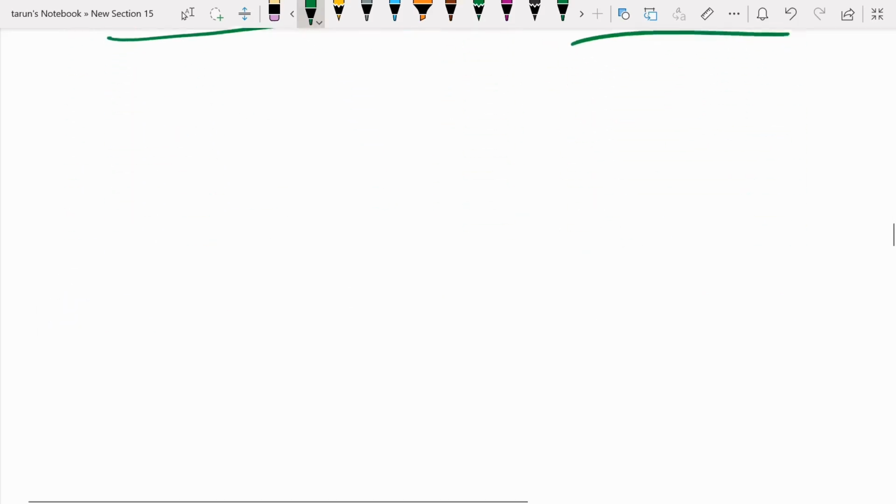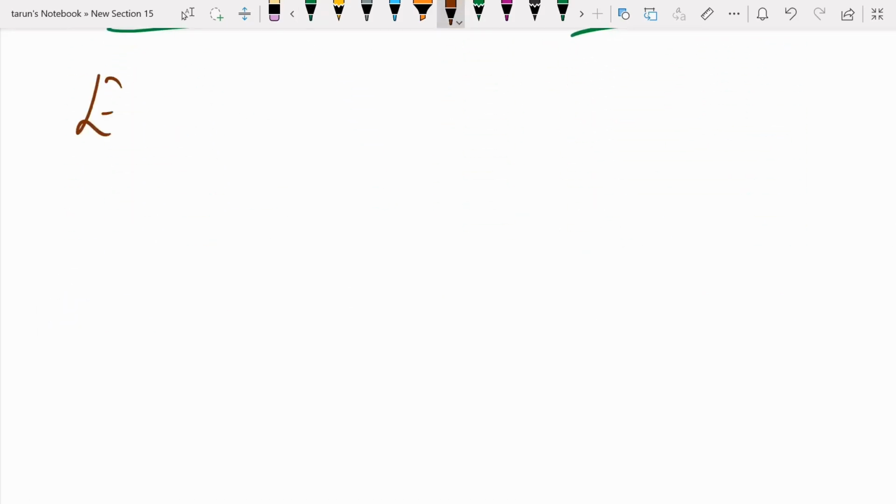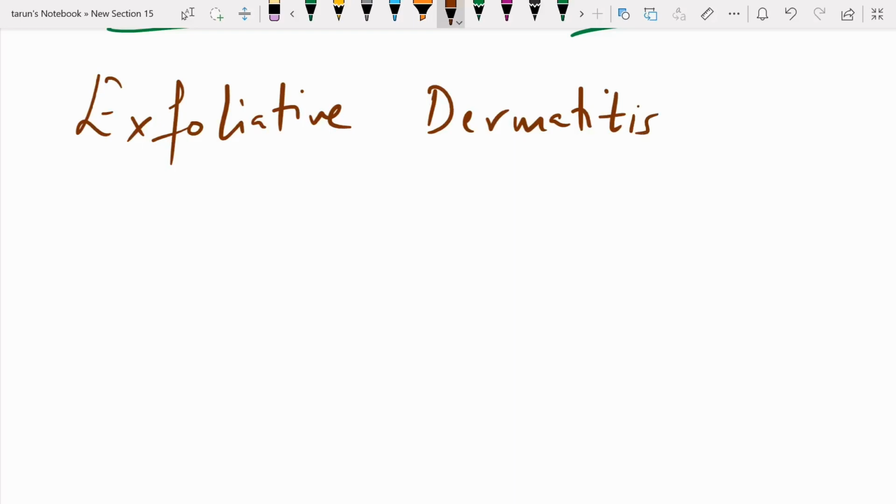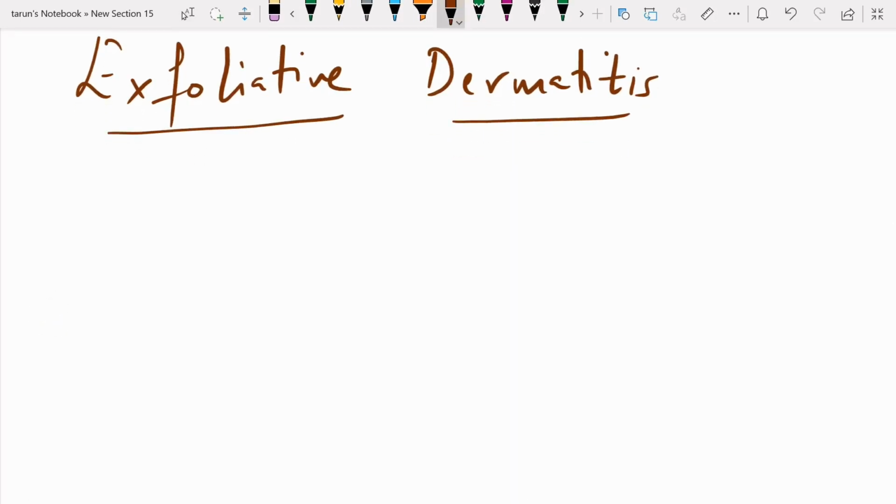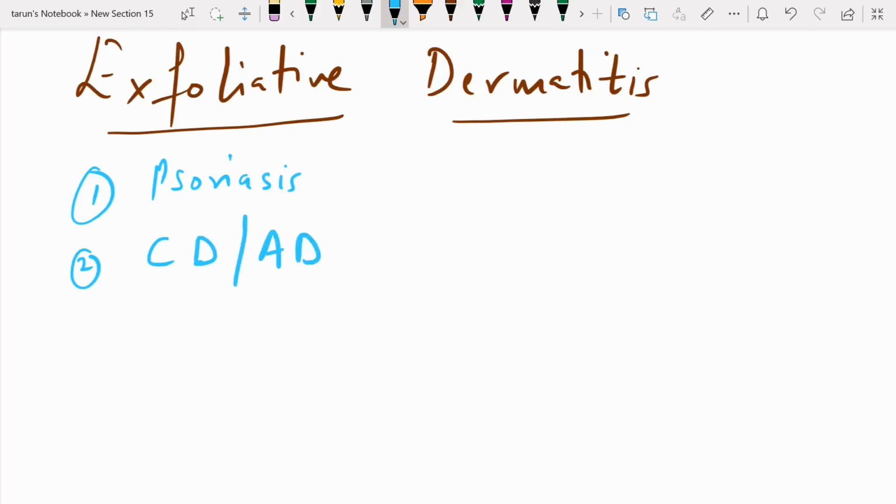Lastly, I would like to discuss the conditions where you will get exfoliative dermatitis. You should know these conditions. As we discussed, we can see it in the erythrodermic form of psoriasis. Then you can see it in contact dermatitis and atopic dermatitis, and also in pityriasis rubra pilaris.